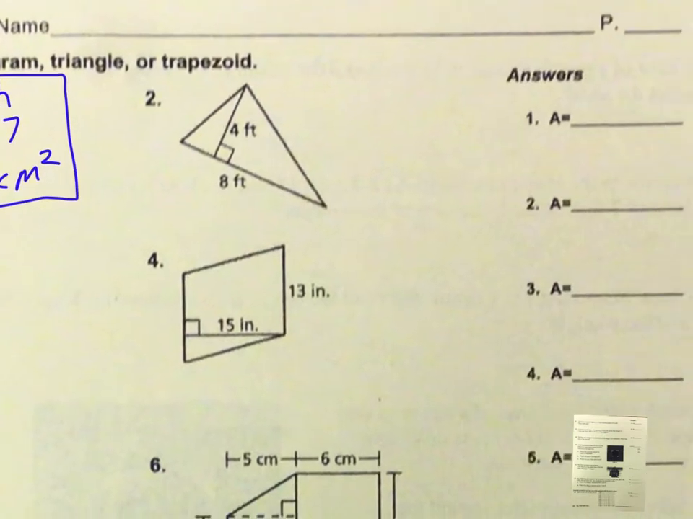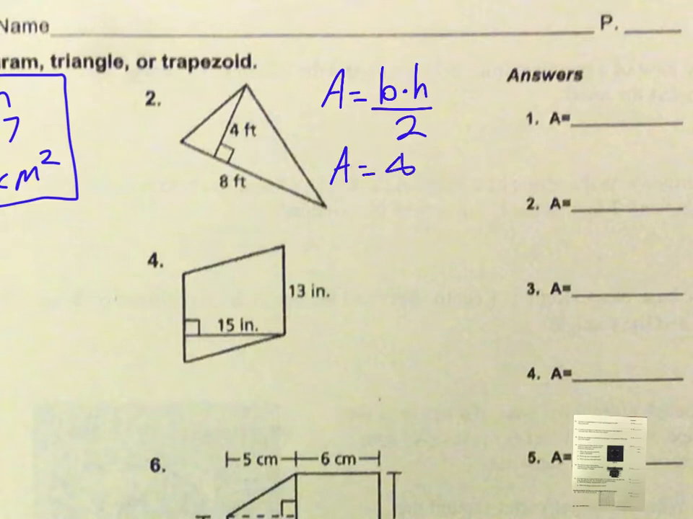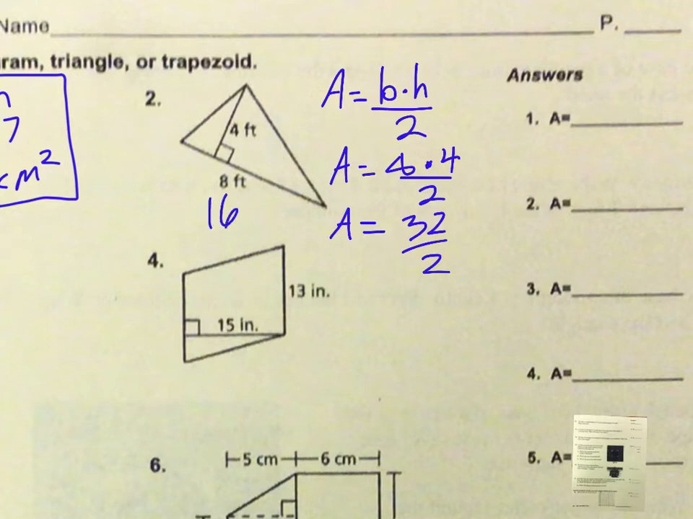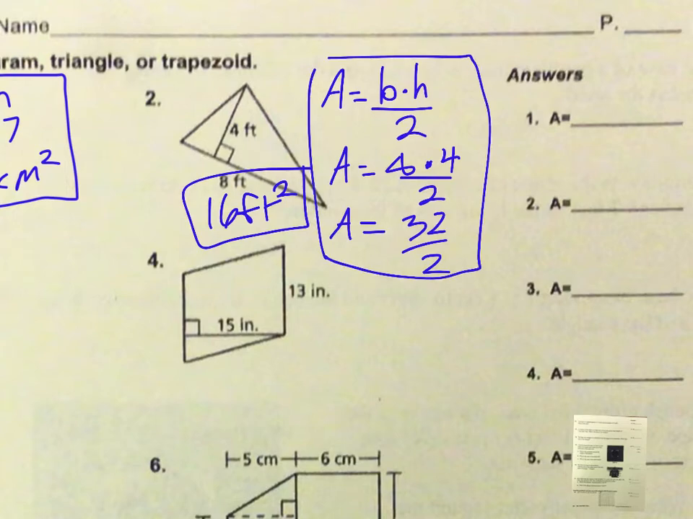Taking a look at number 2 now, we have a triangle. So we're going to be finding the area of a triangle, which is area equals base times height divided by 2. We have a base of 8 and a height of 4, and we're going to divide it by 2. So our area equals 32 divided by 2, which equals 16. So we have 16 feet squared. But make sure that you have all of this information there.